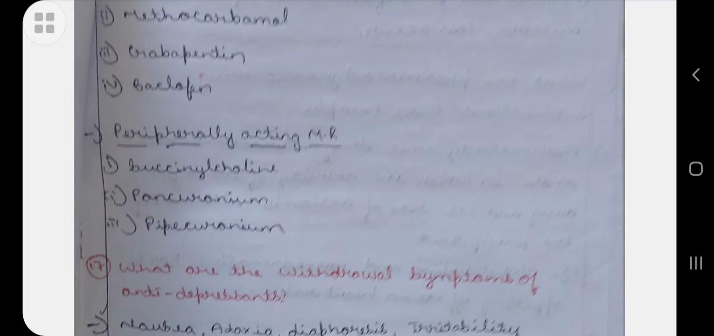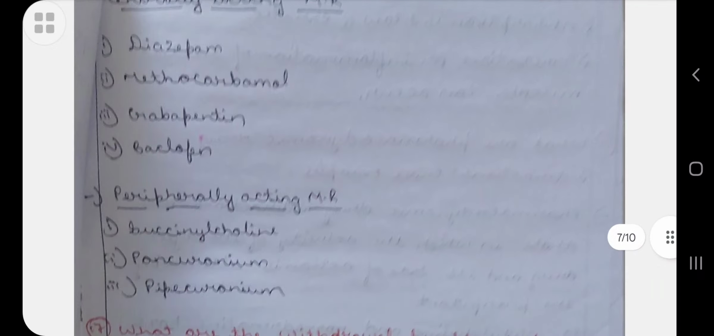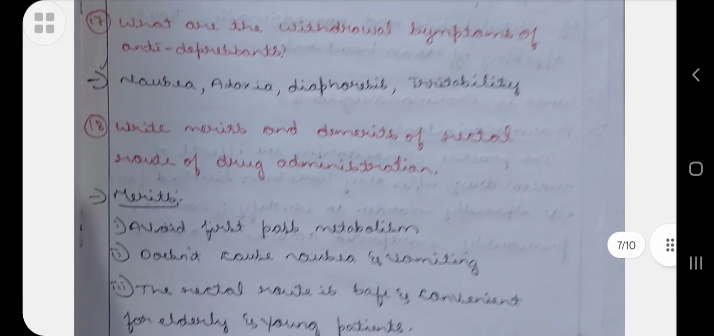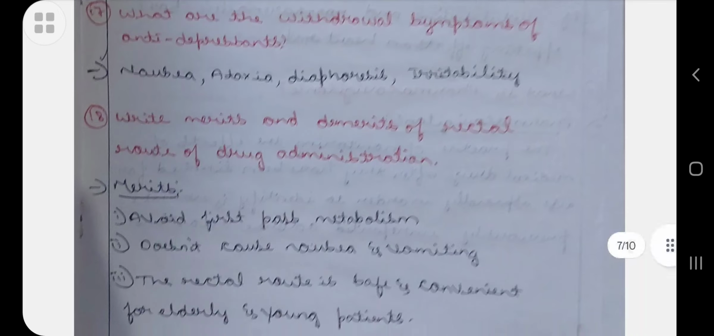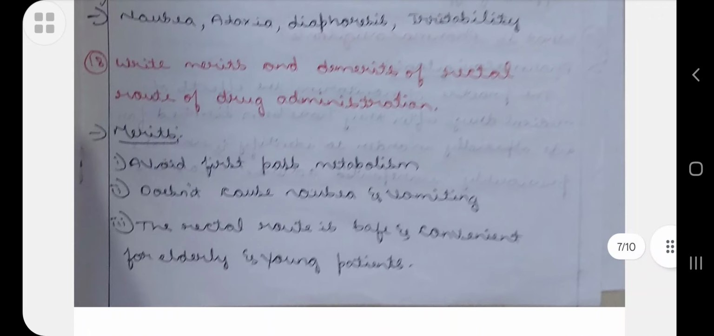Sometimes this question may be asked for 5 marks: write a note on the pharmacology of the peripherally acting muscle relaxant. You have to write succinylcholine. Sometimes you will be asked about the centrally acting muscle relaxant, diazepam. What are the withdrawal symptoms of antidepressants? Nausea, anorexia, diaphoresis, irritability.